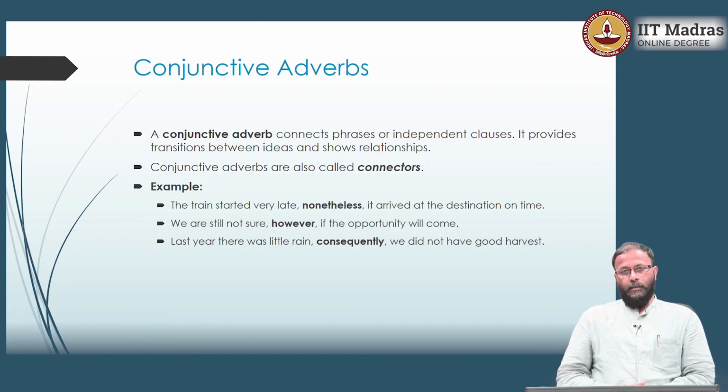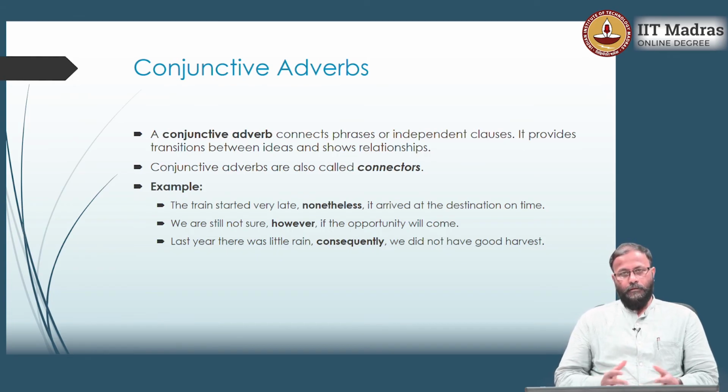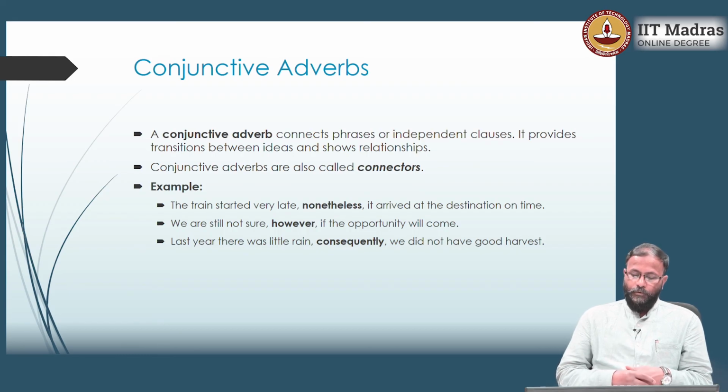Look at the second example. We're still not sure about X. However, the opportunity will come. So the coming of an opportunity, right, is not being seen as certainty. So we are still not sure. One sentence, and the opportunity will come, another sentence. However is working here as a connector which connects these two clauses, right? And it shows relationship.